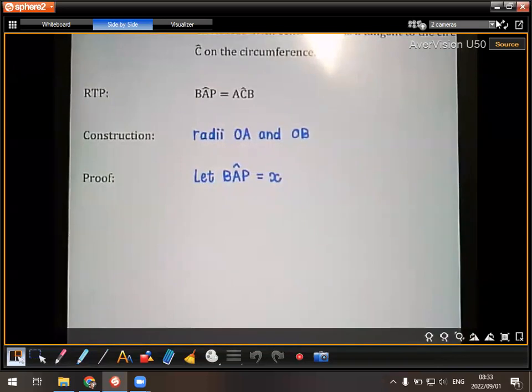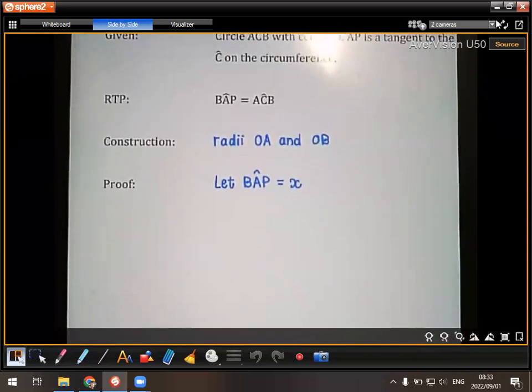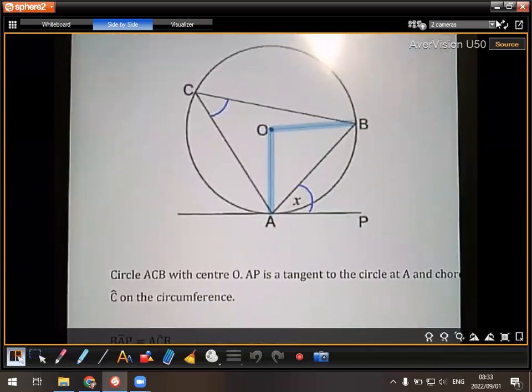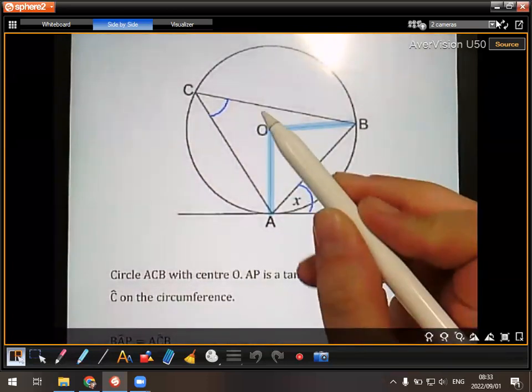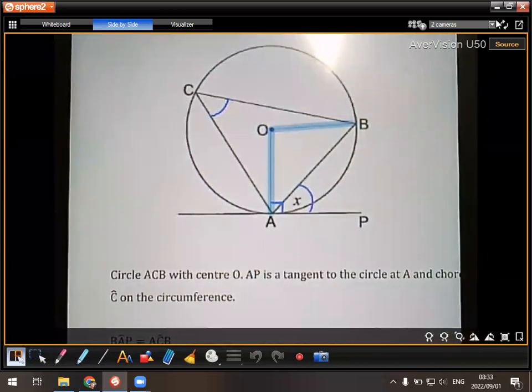Okay, so now what we're going to do, what do you guys know? What kind of circle geometry theorem can we use here? What's anything that you see? So this angle OAP is equal to 90.